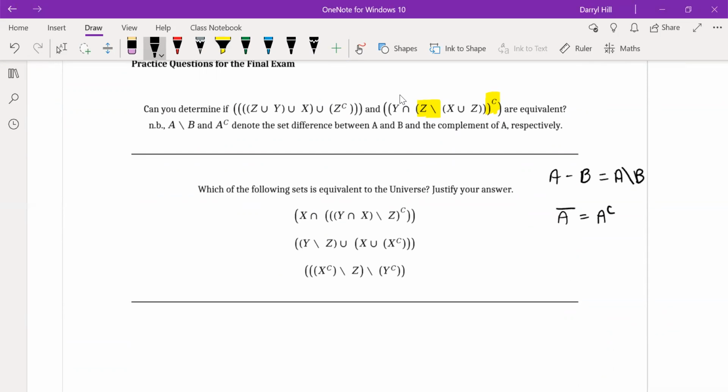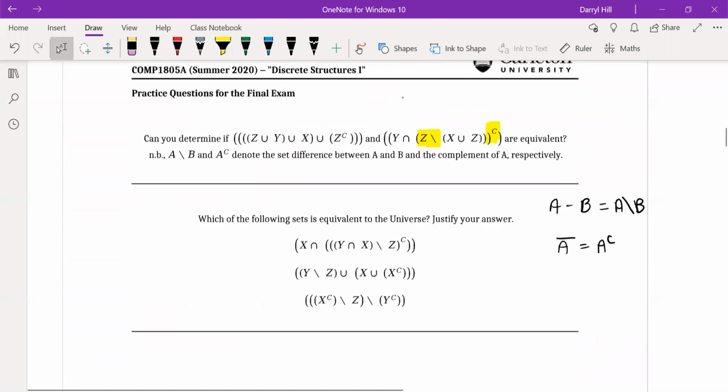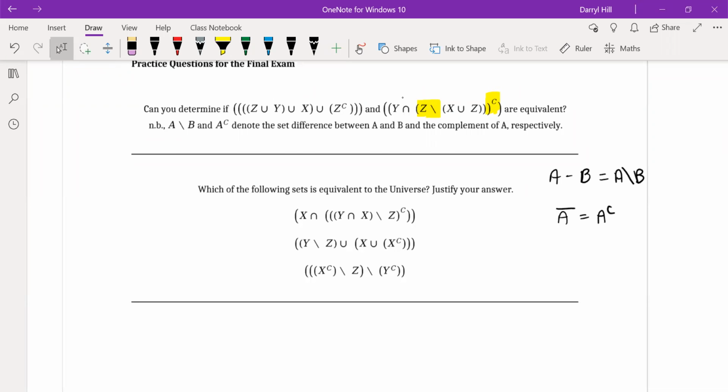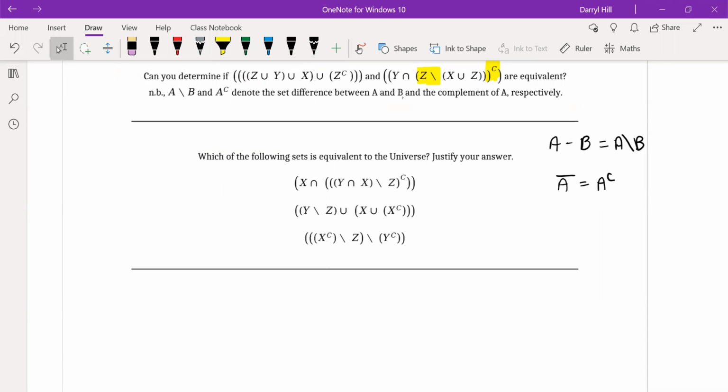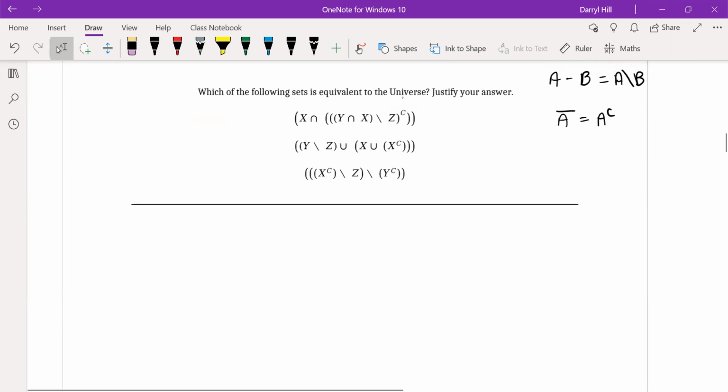So which of these following sets is equivalent to the universe? You're going to use the same approach that you would use again with your rules from up here and get it down to the U. In a lot of ways, it mirrors the logical equivalences and the tautology and empty set. It's very, very similar. So you're using a lot of the same operations and the same sort of logic. Second one, you said the second one is the universe. Right, because it's union with the universe. Yep, good.